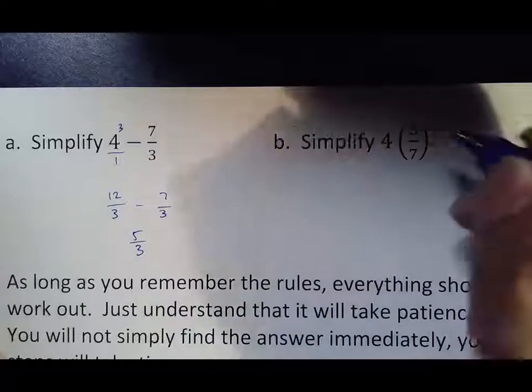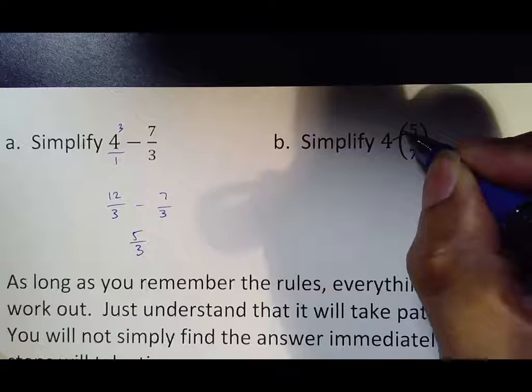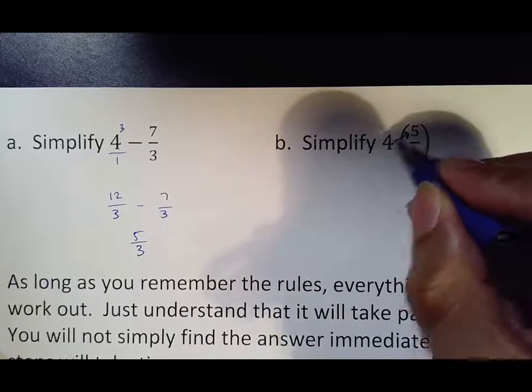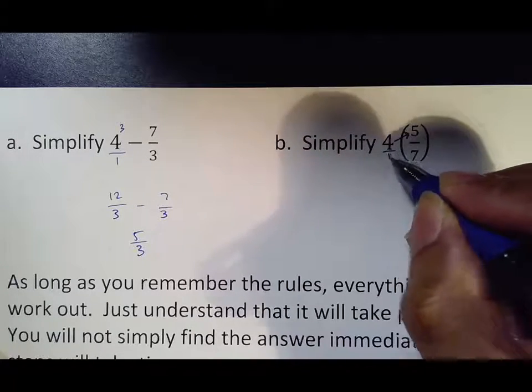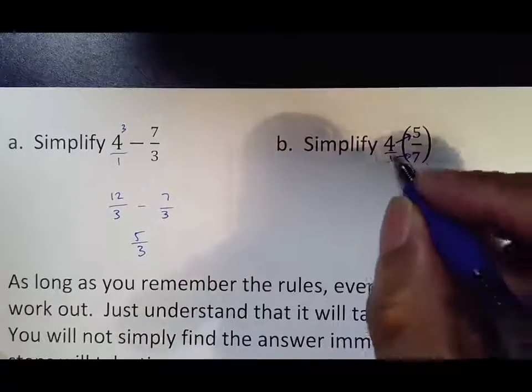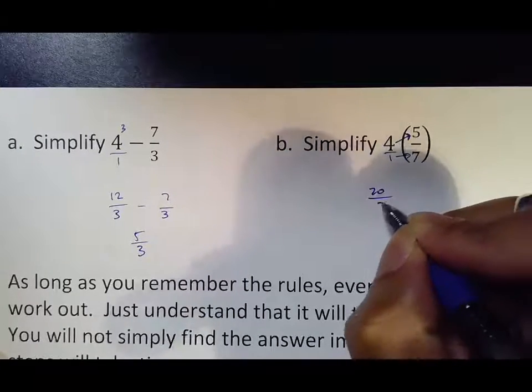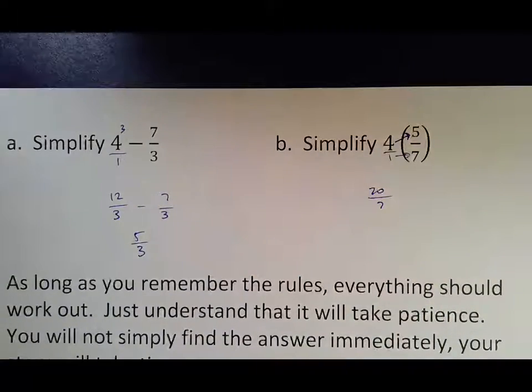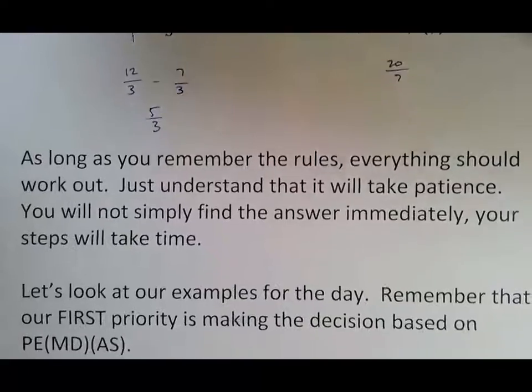If you had 4 times 5/7, the shortcut I showed you was to just go ahead and say 4, send it to the top and leave the bottom number alone, because even if you did top to top, bottom to bottom, the bottom number doesn't change. So 4 times 5 is 20 over 7. So again, making sure you at least have those 2 down. As long as you remember the rules, everything should work out.